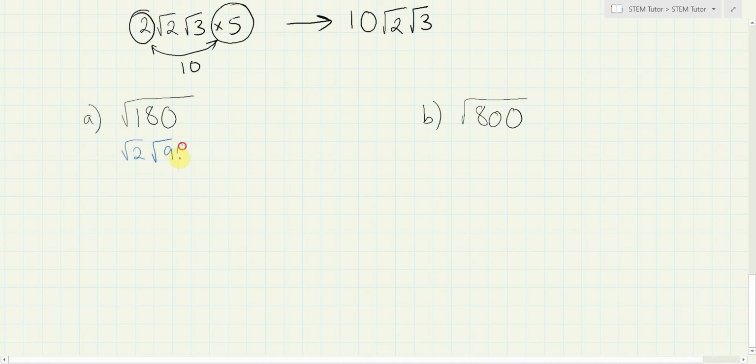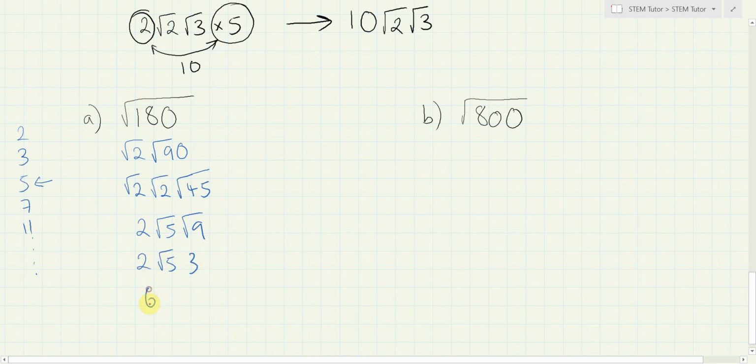so we can break this down to root 2, root 90. Thinking of our prime numbers, we can go one step further: root 2, root 45. Our prime numbers are 2, 3, 5, 7, 11 and so on. So root 2 times root 2 is 2. Now for root 45, we can see if it goes into 3 and 5, for example. It does go into 3, but I'm going to jump to 5. It doesn't really matter which prime number you choose, the answer will still be the same at the end. If I divide 45 by 5, I'd have root 5, root 9. Now the square root of 9 is a square number, so 2 root 5 times 3. So my answer would be 6 root 5.